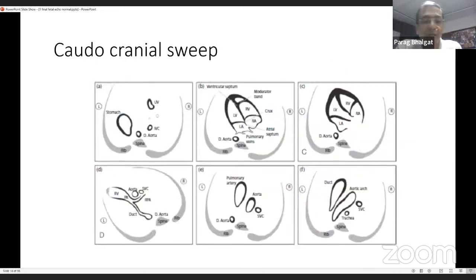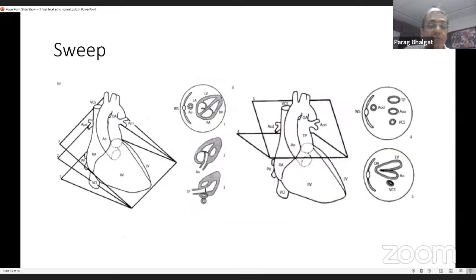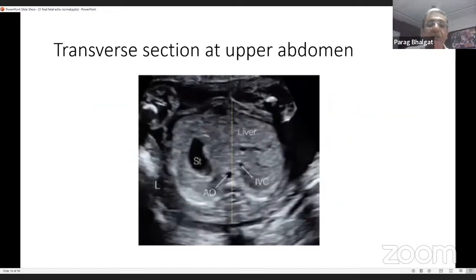Now coming to caudal sweep, these are the 5-6 images that we will see. Generally, people take each image individually and then try to make sense out of it. But we will see how to take a sweep. We'll first analyze individual images and then we'll analyze the sweep also. So this is how the sweep is taken, the caudal to cranial sweep.